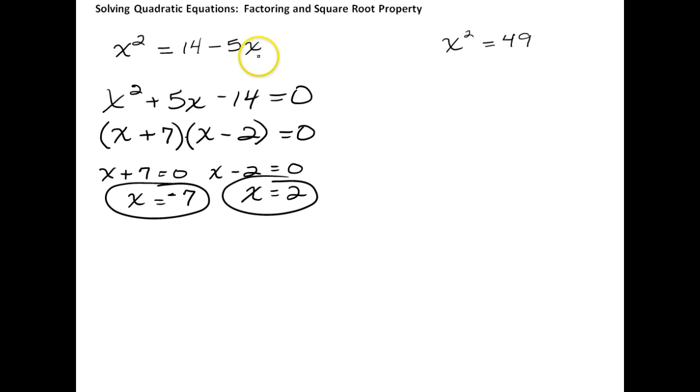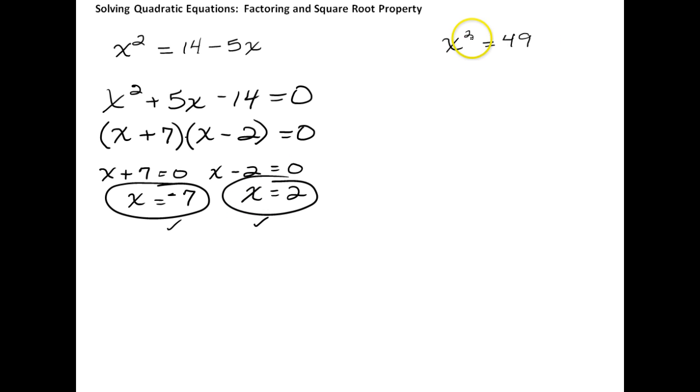And if we plug it back into the original, you'll notice that negative 7 squared is 49. Negative 5 times a negative 7 would be positive 35, so 14 plus 35 is also 49. The same thing's going to happen if we plug in 2. 2 squared is 4. Negative 5 times 2 is negative 10. 14 minus 10 is also 4, so 4 is equal to 4, so they both work. Now, do you have to check your answers every time? No, but it's not a bad idea.